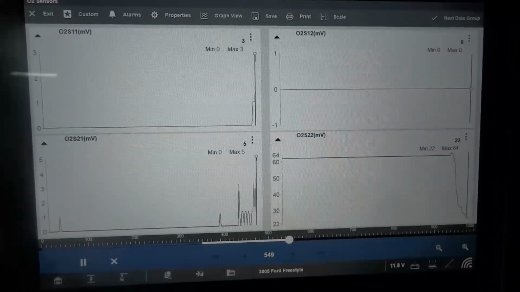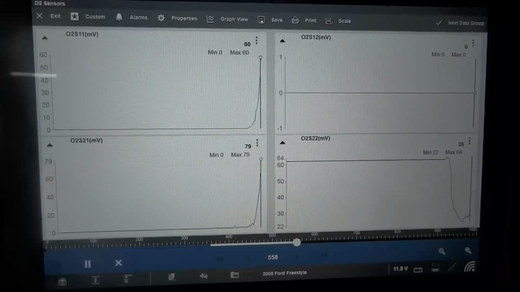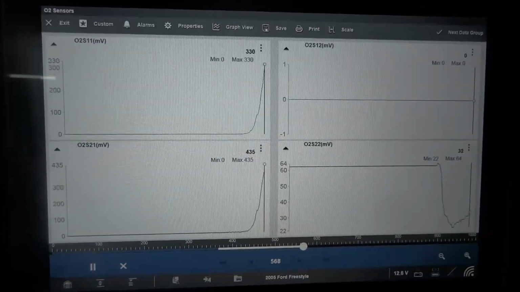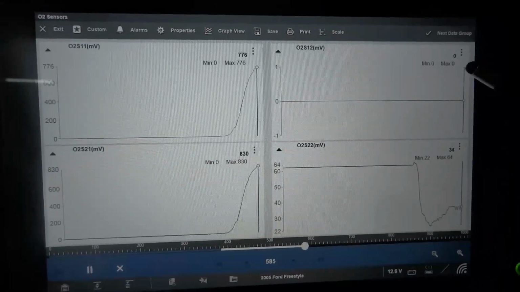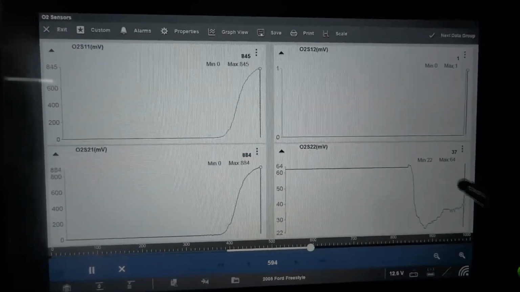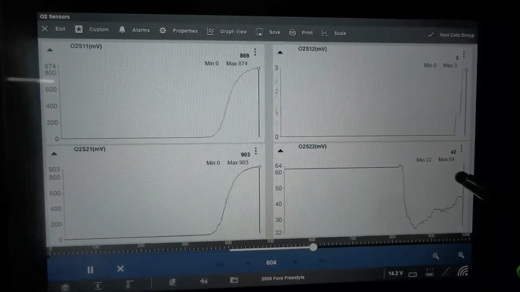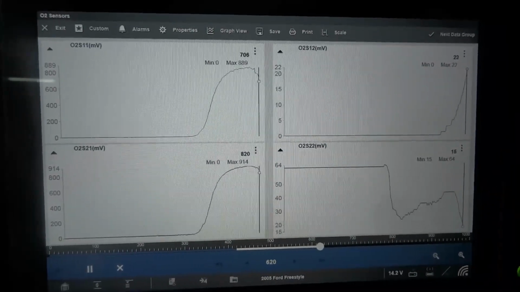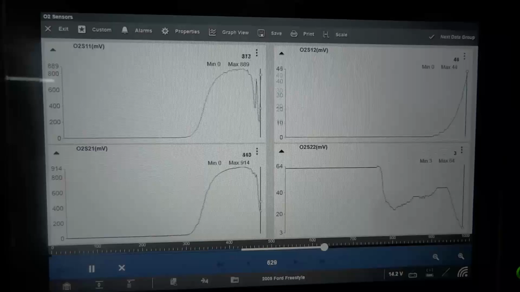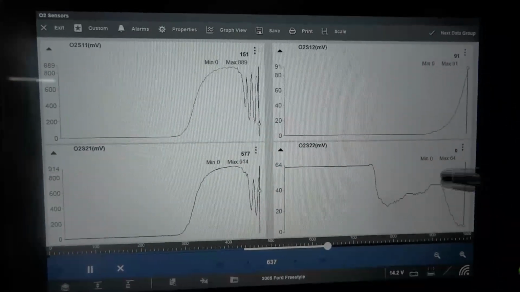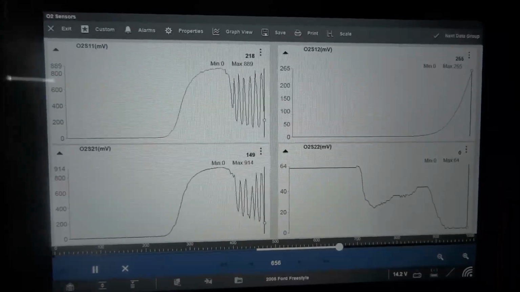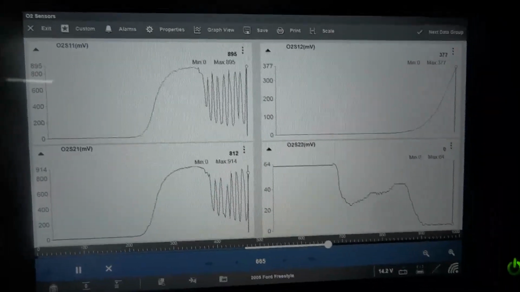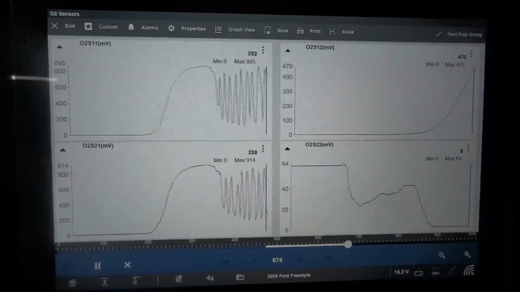So as you can hear, the engine is running. So we got nothing on this one. We have some activity over here. So let's watch these two graphs. We are focusing on these two graphs, and let's see. I'm gonna rev up the engine a little bit.